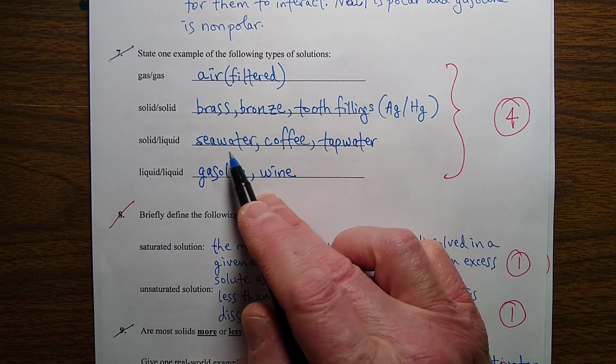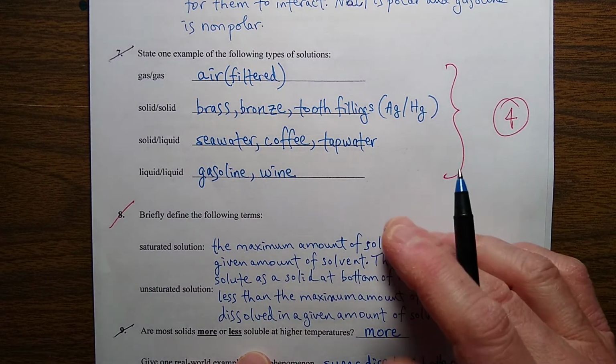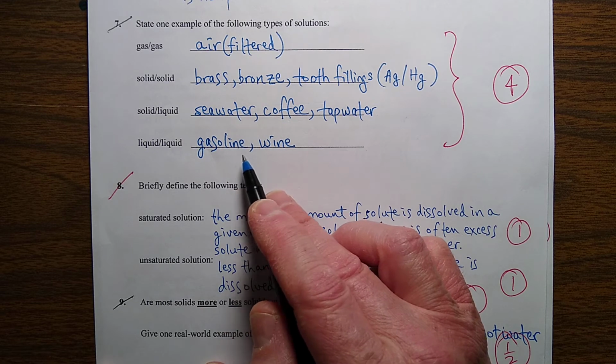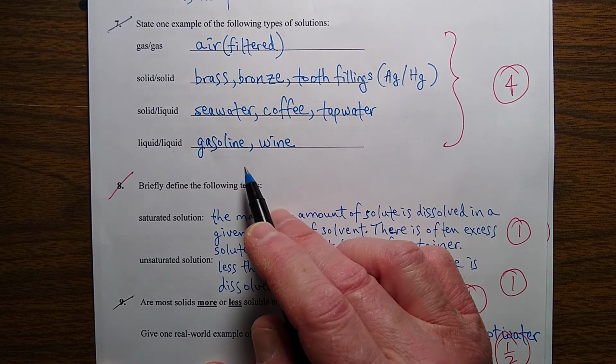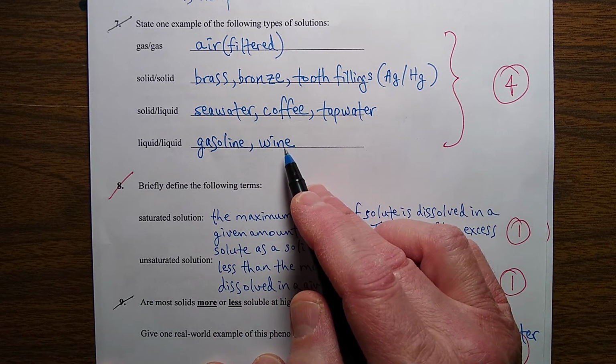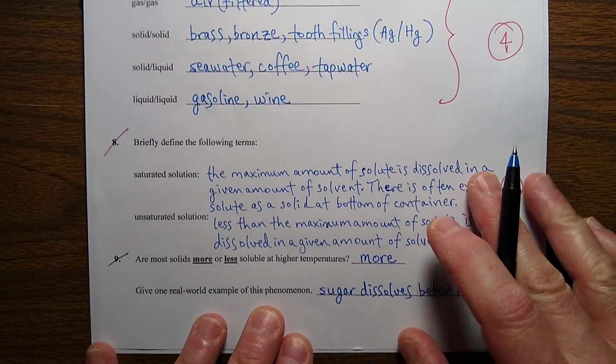So solid and liquid is salty water or coffee or tap water. There's many, many examples of that. A liquid-liquid mixture, I wanted you to specify a solution that had at least 2 components. So gasoline, made up of many components, wine, some people just said mixed drinks, a lot of alcohol involved.